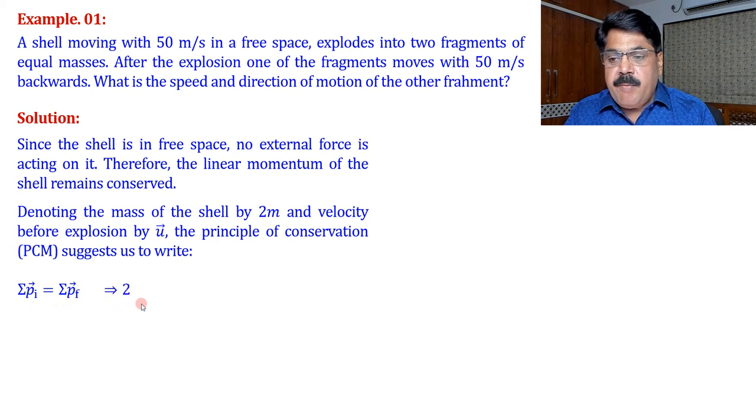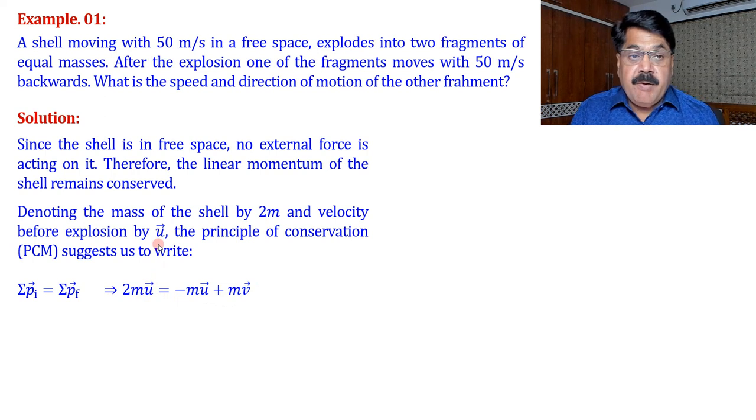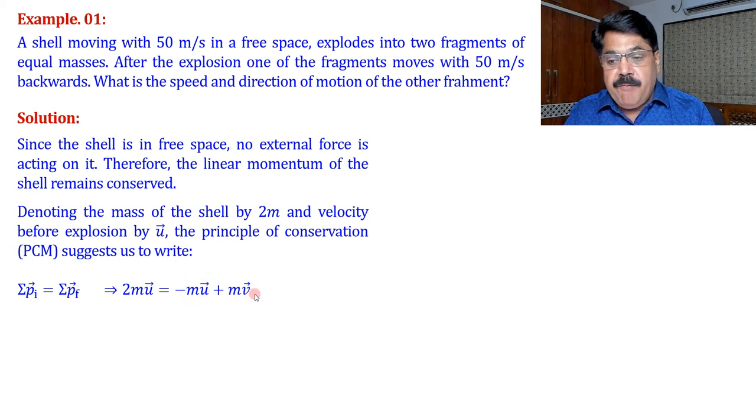So what is the initial momentum? 2m u vector is equal to minus m u vector plus m v vector. Why? This u vector we are assuming as the velocity of the shell. One of the fragments moves with the same speed, 50 and 50. So one fragment has speed u but in the reverse direction, so its velocity will be minus u vector, and its momentum will be minus m u vector. And for the momentum of the second fragment, we assume velocity v, so it will be m v vector, and v vector is unknown, which we have to find.